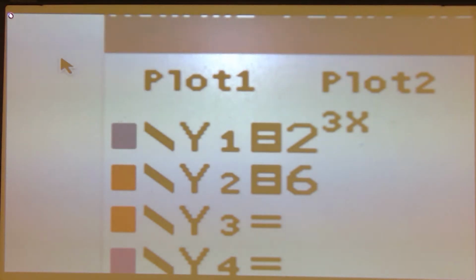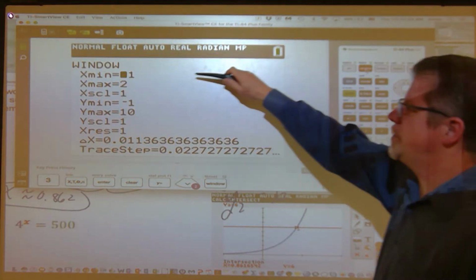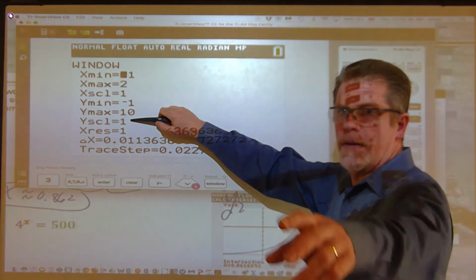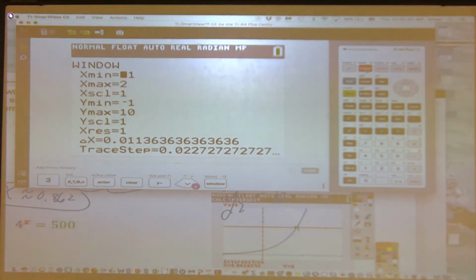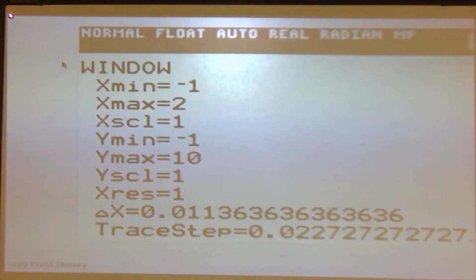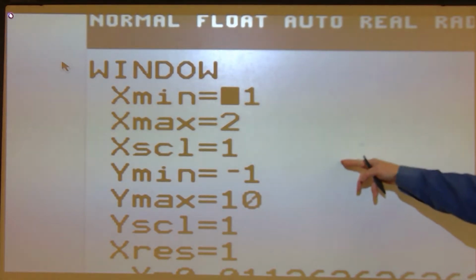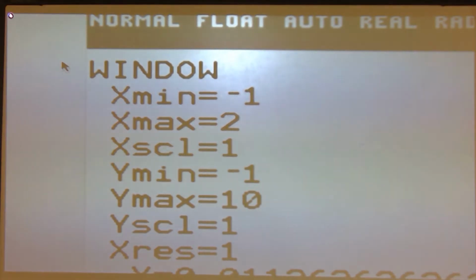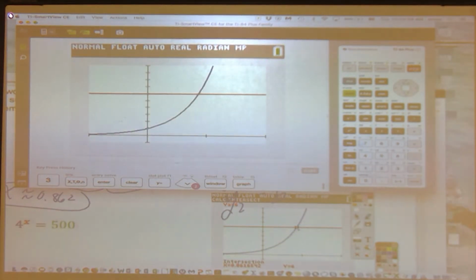Okay, now tell me this. When you go to your viewing window, is it from -1 to 2 by 1s and -1 to 10 by 1s? Zooming gives us a flashing cursor. So, is this how your viewing window looks? Yeah. Okay, now press graph. And it should look something like this. Does yours look like this?